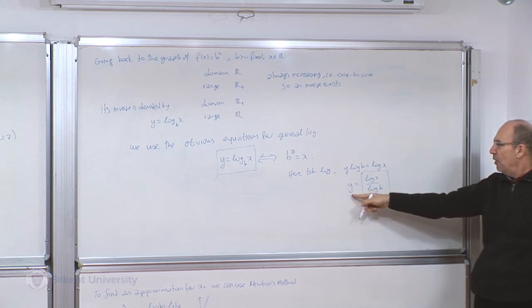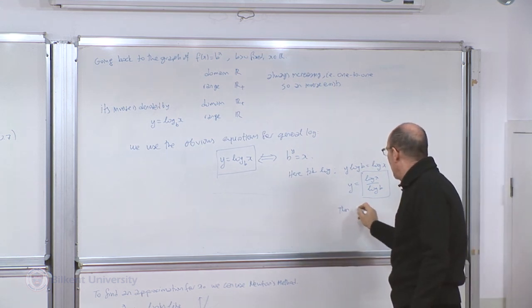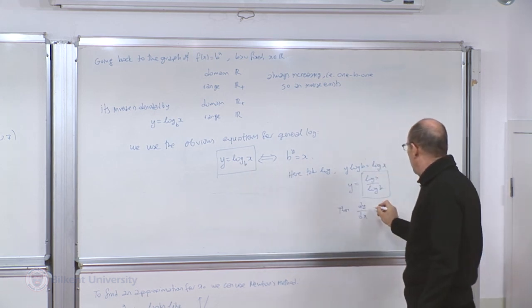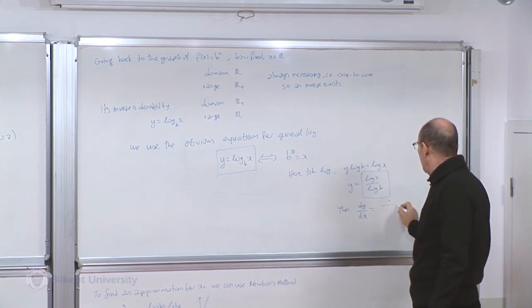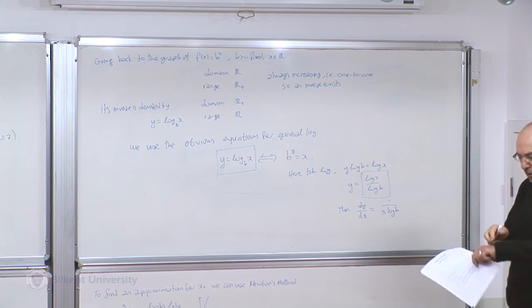Now, if you want the derivative of this, you see that the derivative is here. Then dy dx, here, when you look at this thing, you just take the derivative of this. This is 1 over x log b. These are natural logarithms. Okay?